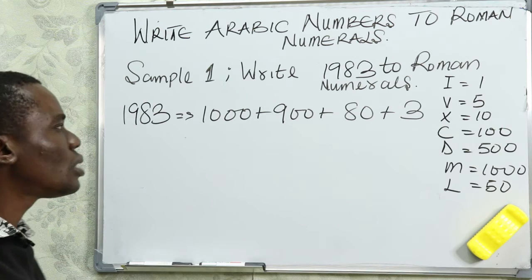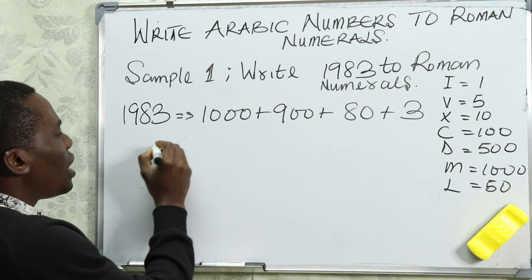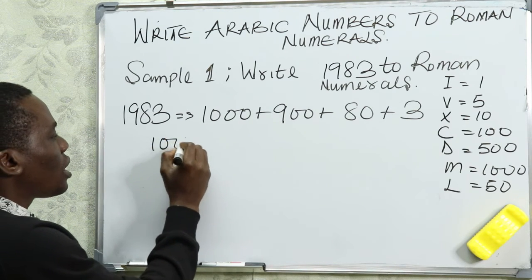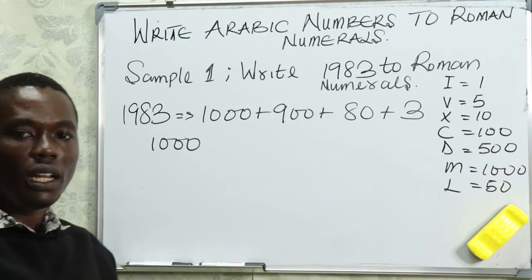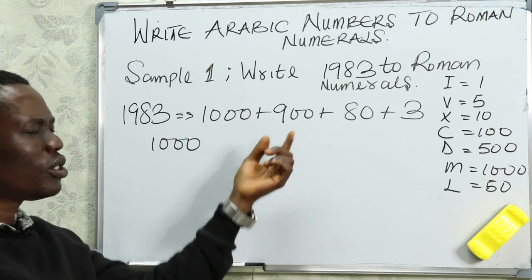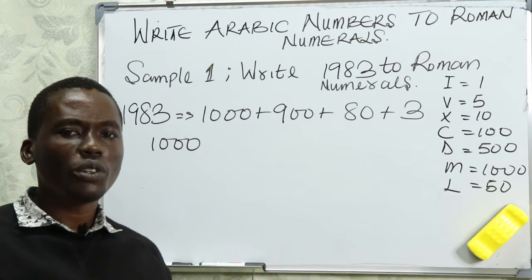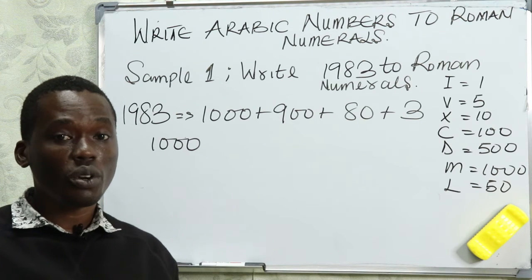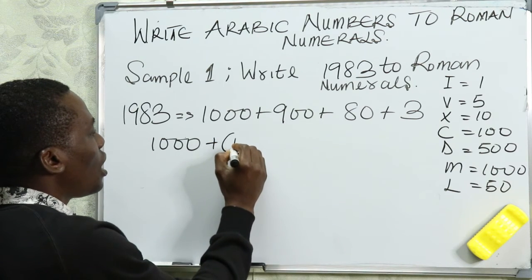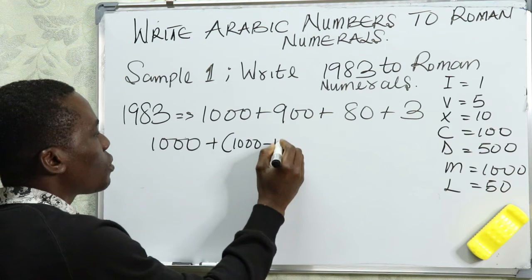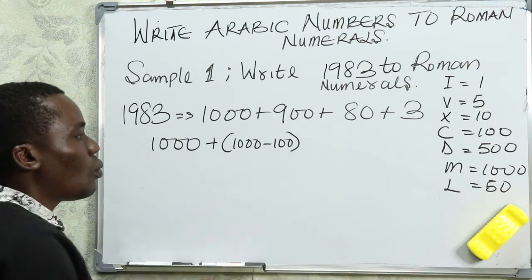Now the next thing you will have to do is, you remember that your 1000 is just your 1000. It has a Roman what? It has a Roman letter. Now the next thing is 900. How can we have 900? 1000 minus 100 will give us 900. So in this aspect we will have what? Our 1000 minus what?